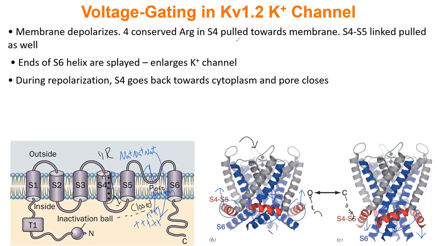That's how this channel can open and close in relation to charge. And then eventually, once all the potassiums flow out, the inside becomes negative again. Helix 4 moves towards the cytoplasm and this pore closes. So that's how the potassium voltage-gated channel works.